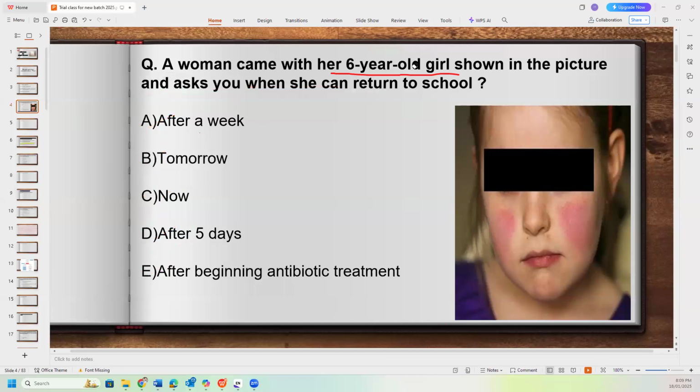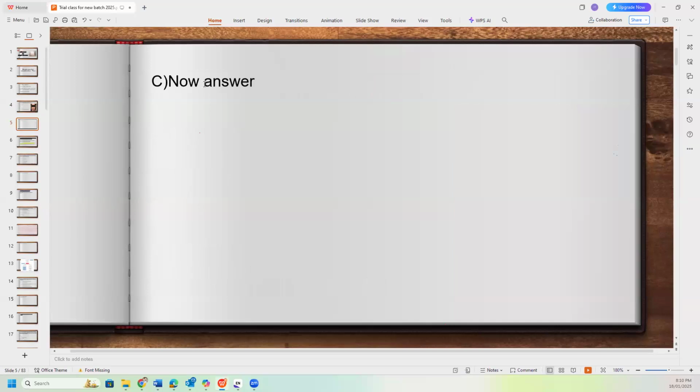There is an erythematous generalized macular rash on the cheeks of this girl. So this is slap cheek syndrome. Can anyone tell me which virus causes slap cheek syndrome? Parvovirus, very good. In parvovirus-associated slap cheek syndrome, once the rash appears, the child is no longer infective. So you guys are absolutely right. The answer is the child can return to school now because they are no longer in the infectious period.